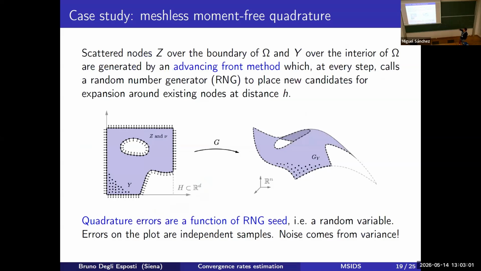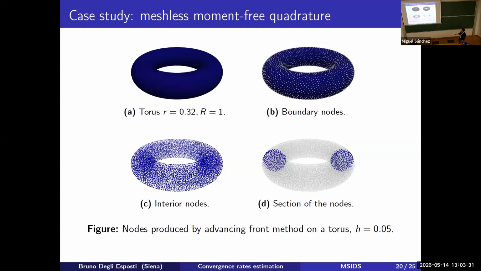So the nodes are built with an advancing front method. We start by placing some nodes, and then we place some more in the interior, trying to keep some quasi-uniformity of the nodes. So not big gaps, no big clusters, and the nodes are generated by a random process anyway. So the quadrature errors are a function of the seed of the random number generator. We can change the seed and see how the error changes.